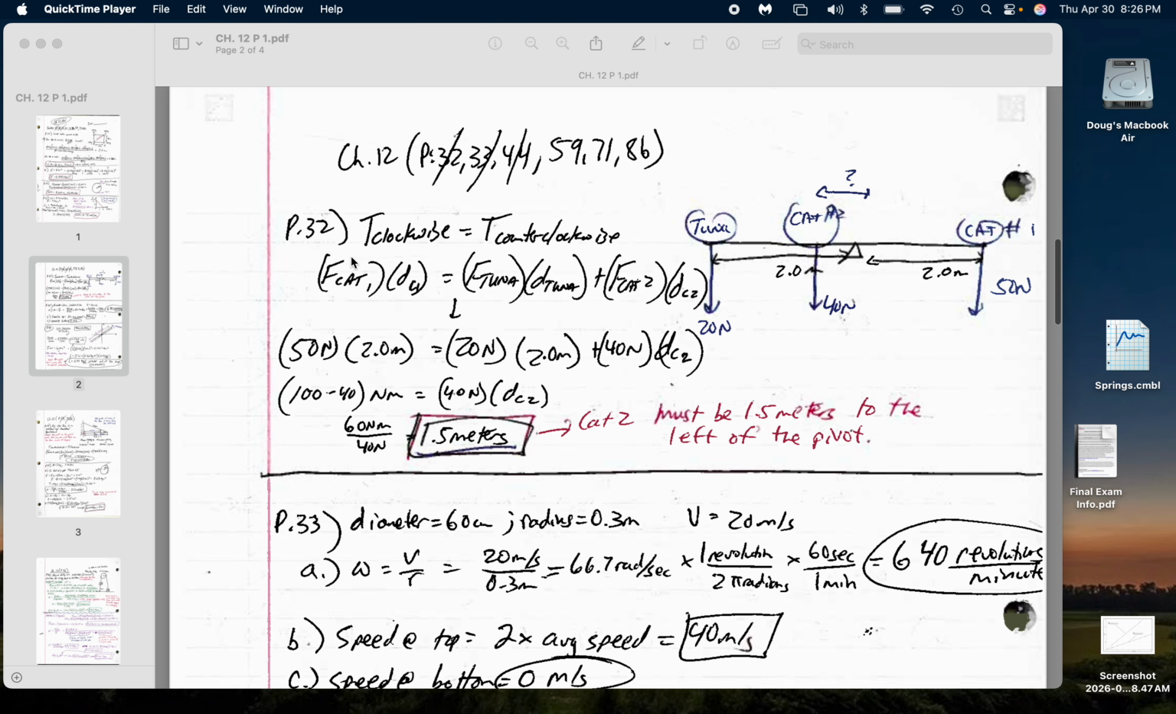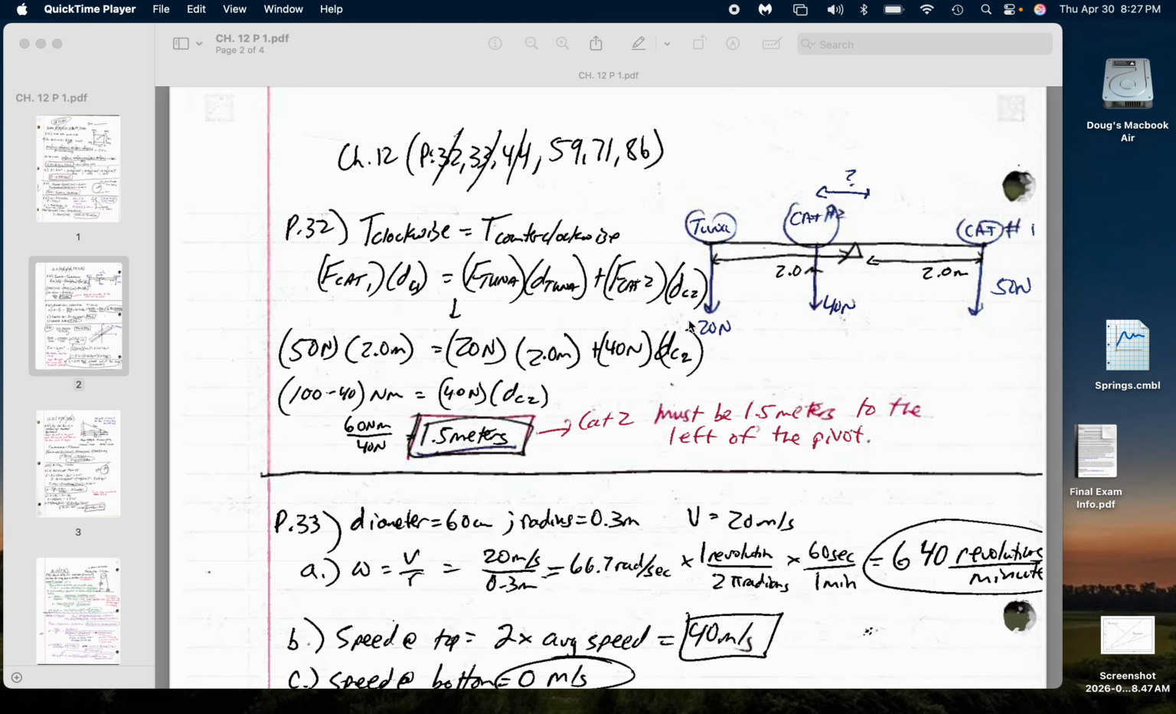For problem 32 here, you had a cat here, you had tuna fish here, you had cat number 1 here, asking where can cat number 2 be to balance this thing? And the fulcrum is in the middle of a 4 meter long plank. So 2 meters to the end on the left, 2 meters to the end on the right. So I'm thinking torque clockwise is equal to torque counterclockwise. Force of cat 1 times the distance of cat 1 equals force of tuna times the distance of tuna plus force of cat 2 times distance of cat 2. So do all that, and I can find out the distance of cat 2 would have to be 1.5 meters to the left of the pivot point. That should have been quite an easy problem.